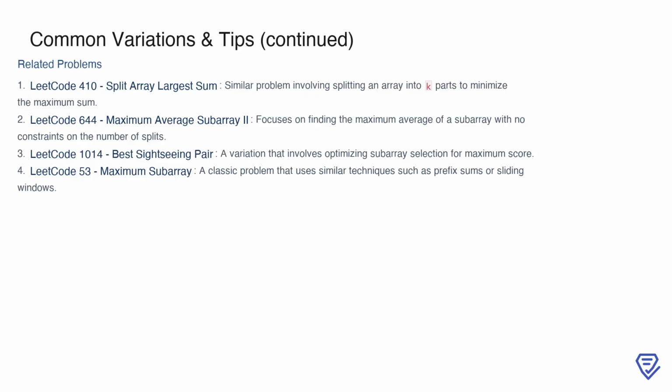If you're looking to explore variations, LeetCode 1014, Best Sightseeing Pair, is interesting because it involves optimizing subarray selection for a maximum score rather than focusing on averages. Lastly, LeetCode 53, Maximum Subarray, is a classic problem that employs techniques like prefix sums or sliding windows, which are highly relevant to solving this challenge. Reviewing these problems can deepen your understanding of the underlying concepts and approaches.